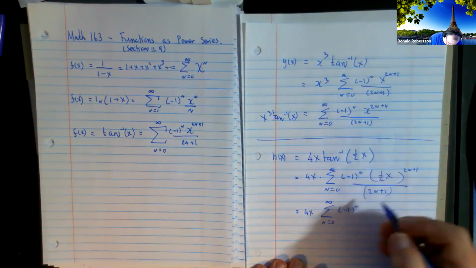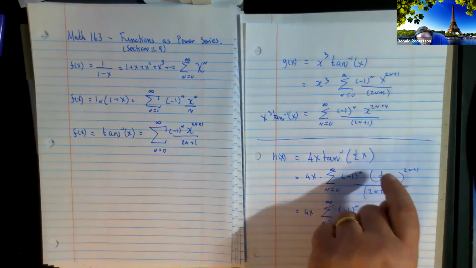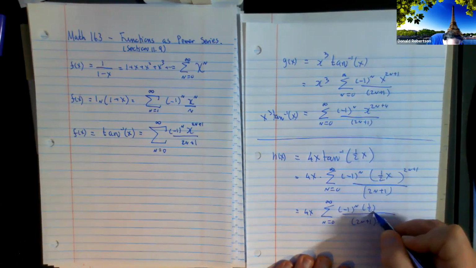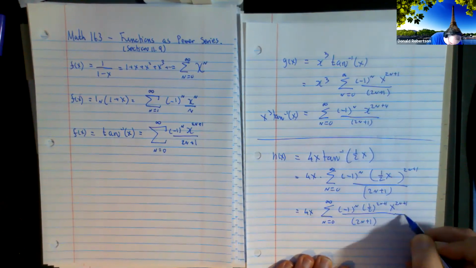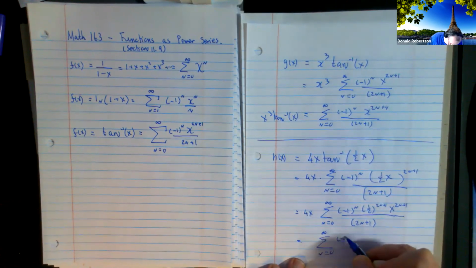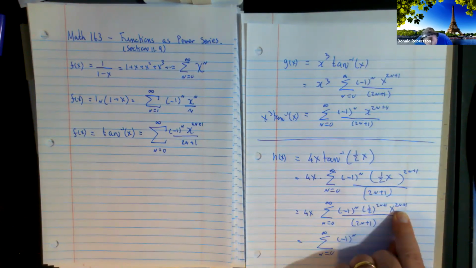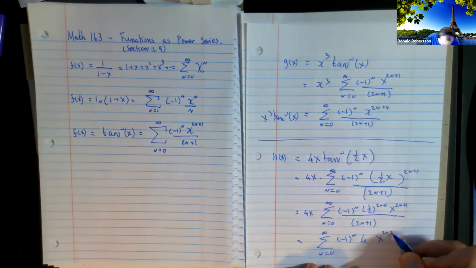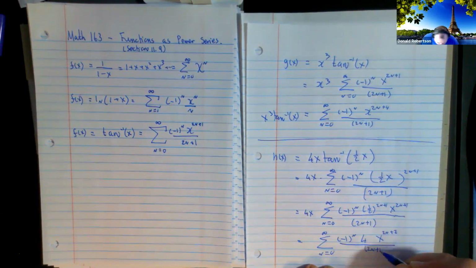Got to figure out how to deal with this guy. 1/2 x to this power is 1/2 to the 2n plus 1 x to the 2n plus 1. Okay, if you bring this 4x in, it'll merge with this guy and you'll have a 4, and add 1 to this power, you get that. There's still a 2n plus 1 to the bottom.